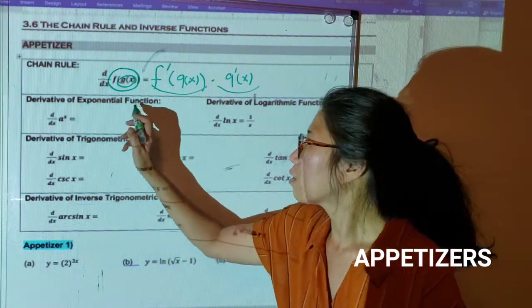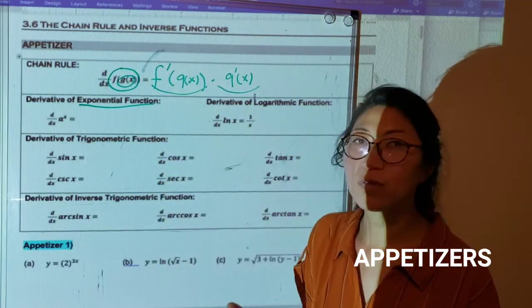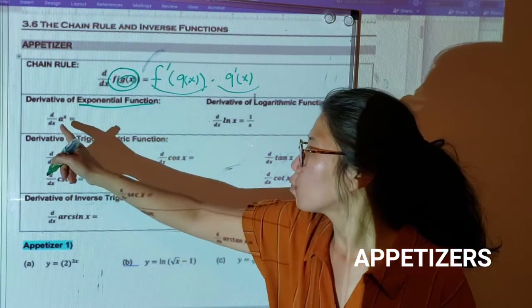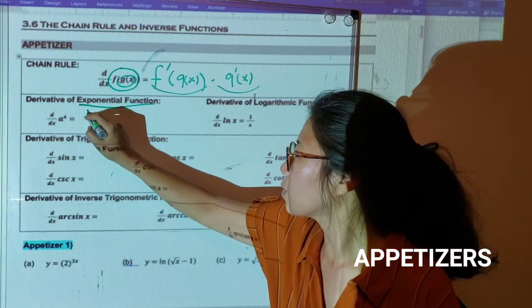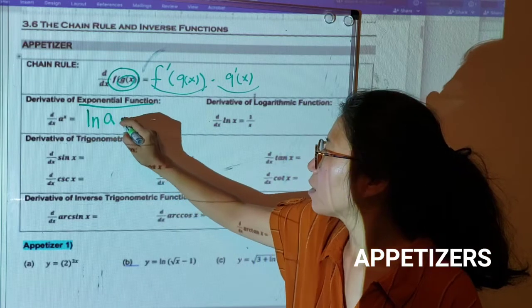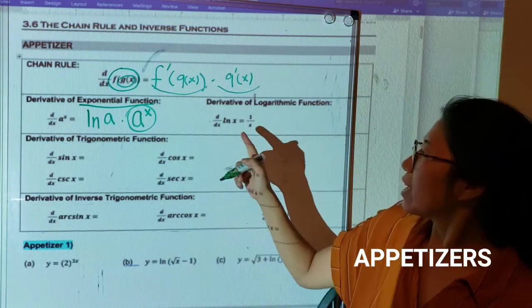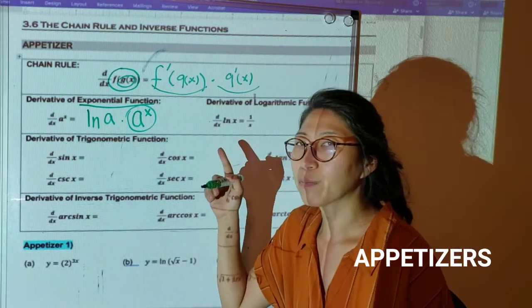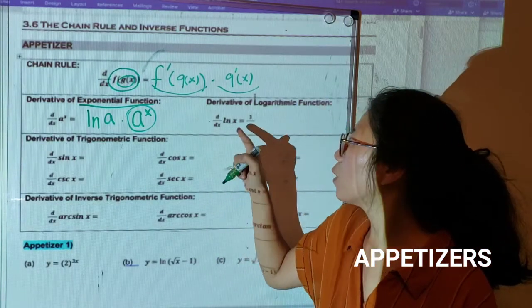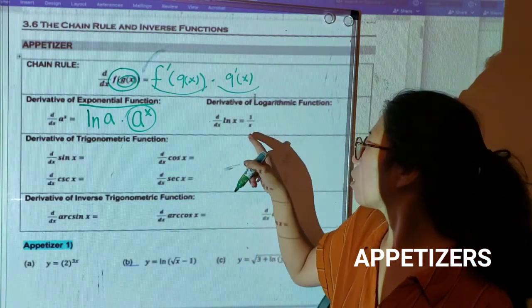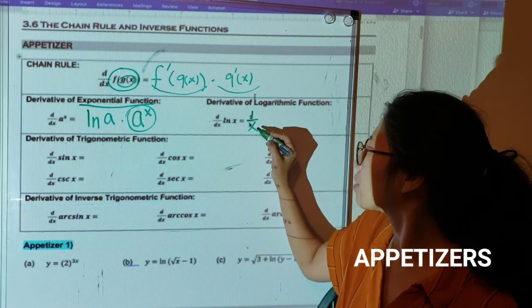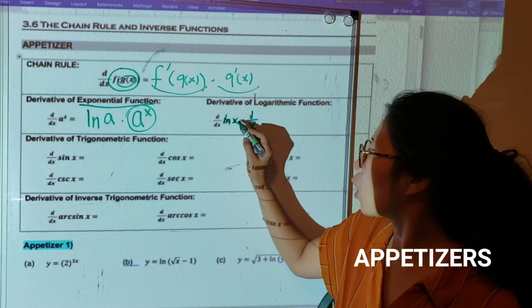Okay, now let's recall, do you remember the exponential function derivative? The derivative of a to the x is natural log of a times itself. Don't forget, you're going to get yourself. And then today we are going to learn about the derivative of the natural log. So the derivative of natural log of x is 1 over x. Don't forget this is a natural log.